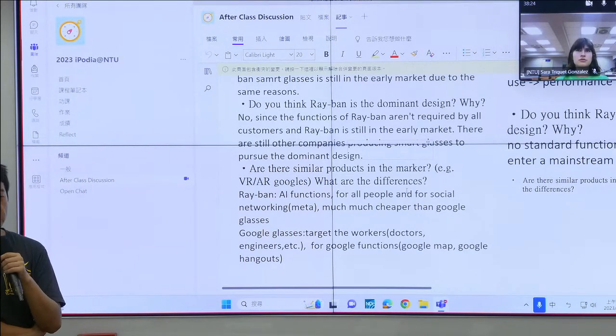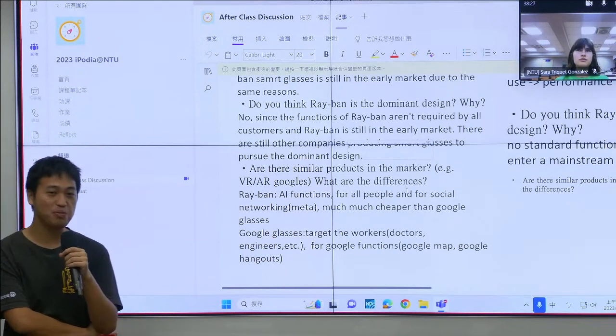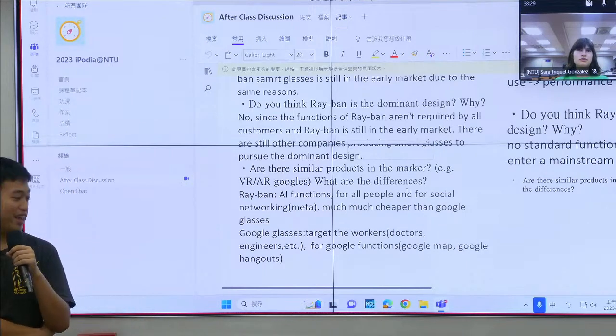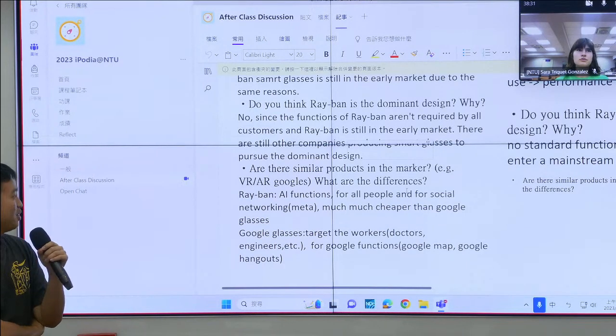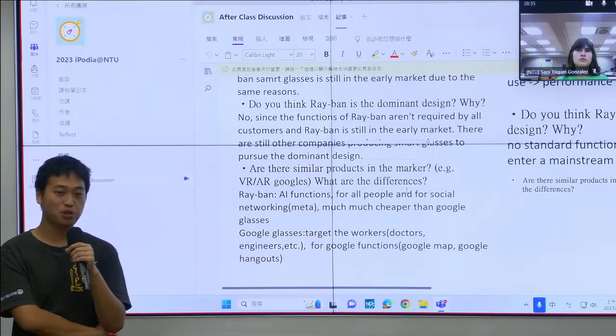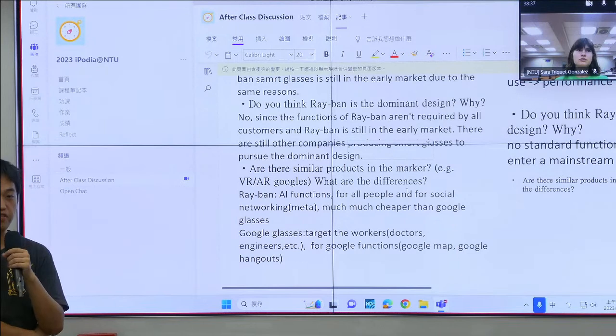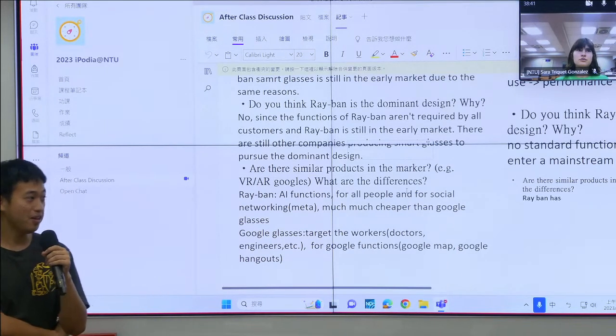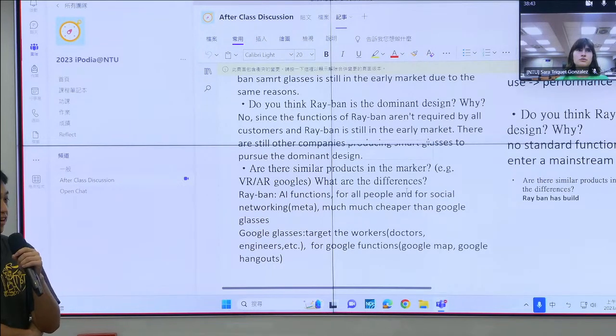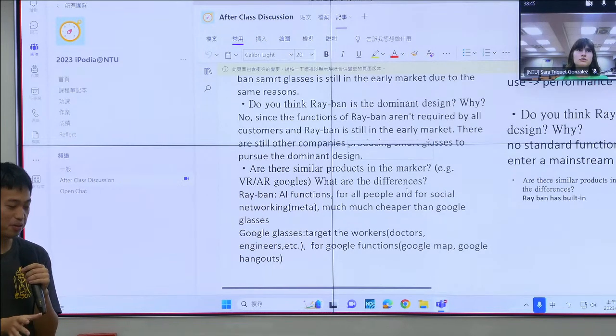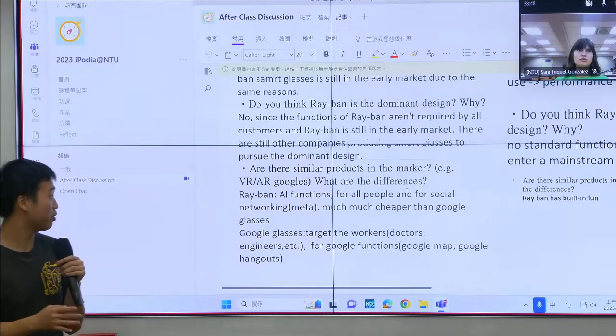Oh, Google Glasses, there is social media in Google Glasses, but it's Google Hangouts. But who's using that? So yeah, not very useful. And Ray-Ban is also much cheaper than Google Glasses. It's 5 times cheaper. So the target audience is significantly larger, more toward the general population than Google Glasses.